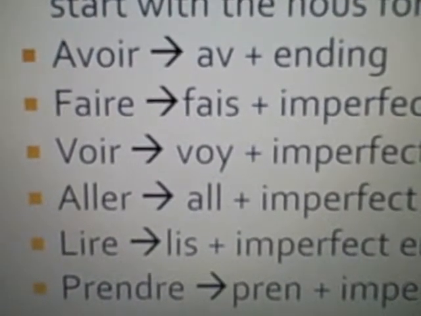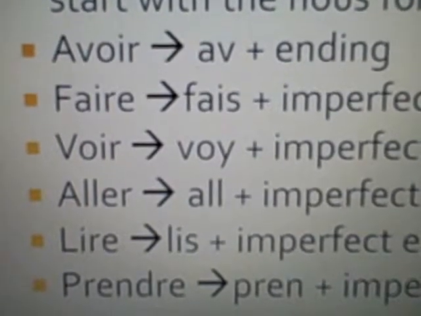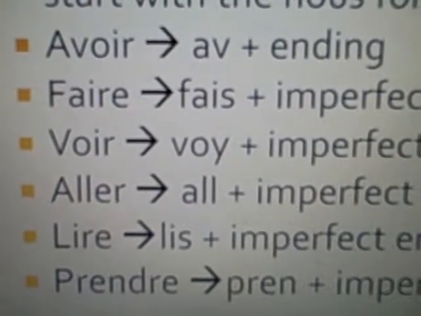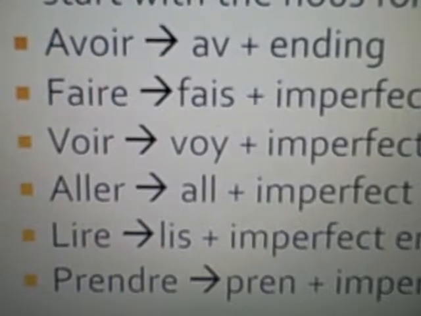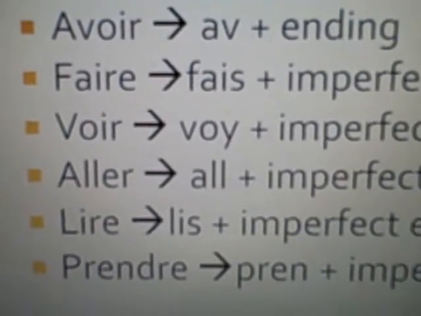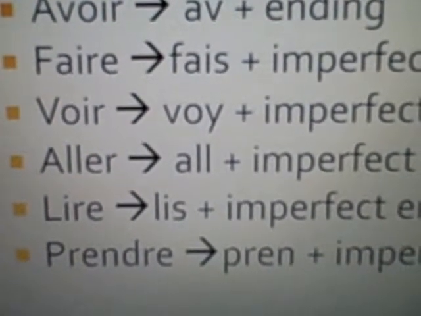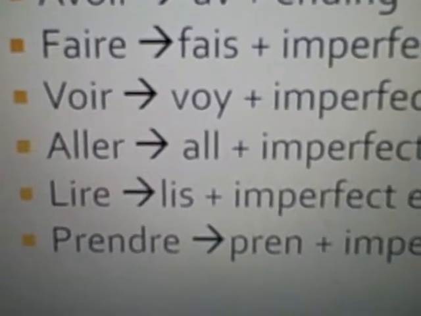Again, the nous form of avoir is avons, A-V-O-N-S. Take off the ons and you get A-V. The nous form of faire is faisons, F-A-I-S-O-N-S. Take off the ons, you're left with F-A-I-S. The verb voir, nous form is voyons. Take off the ons and you're left with V-O-Y.